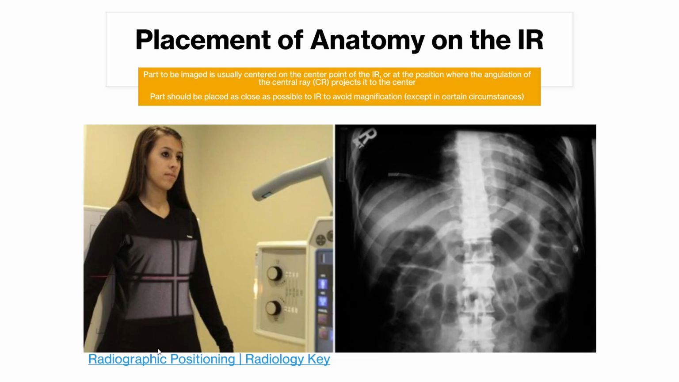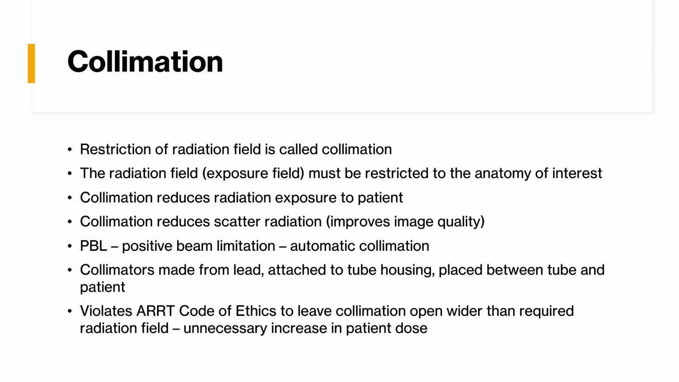So there will be a specific collimation per radiographic procedure, per setup. So we want to restrict it to the anatomy of interest to reduce radiation exposure to the patient, which reduces scatter radiation, which she'll talk a lot more about in those physics classes, which will improve image quality. The collimators are made from lead. They're attached to the tube housing and they're placed between the tube and the patient. You'll see them as dials on the X-ray units that we can see externally.